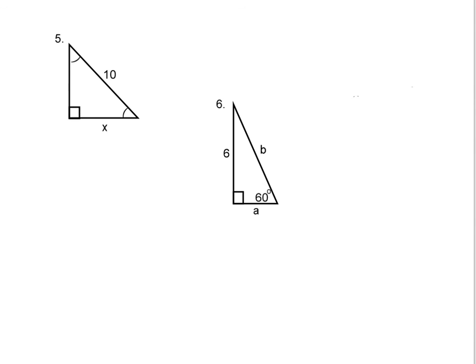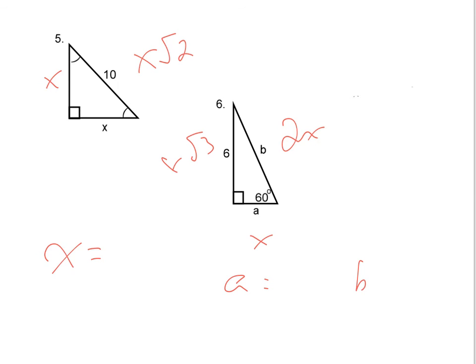Okay, why don't you guys try this one right here. This is a 45-45-90 right triangle on the left. So this is going to be x, x, x root 2. This is a 30-60-90 on the right. So this is x root 3, and this is 2x. Okay, so solve for x, solve for A, solve for B. Go ahead, stop the tape.